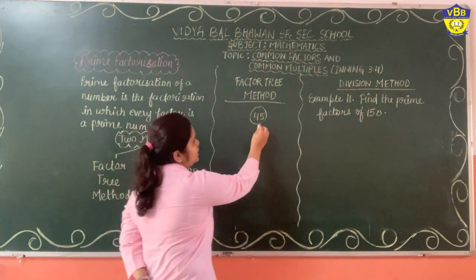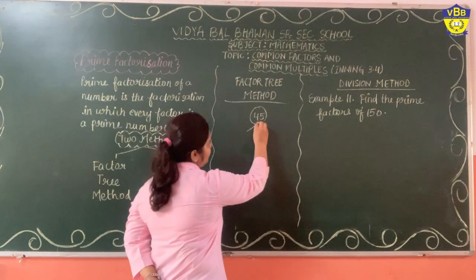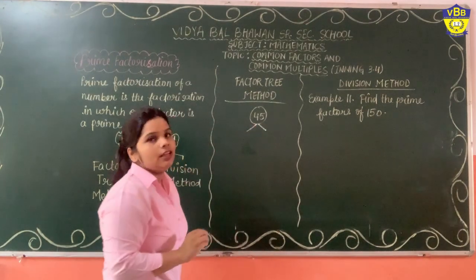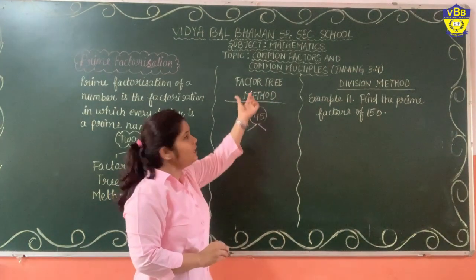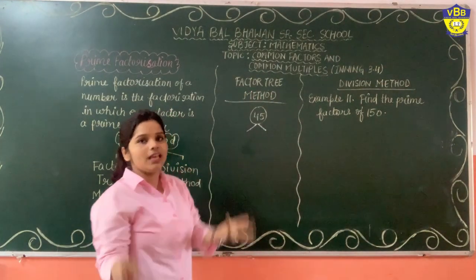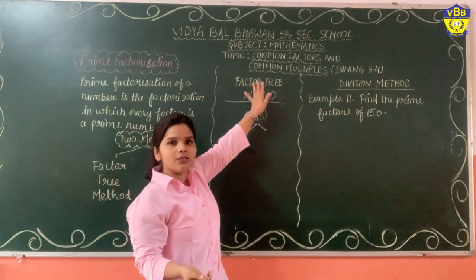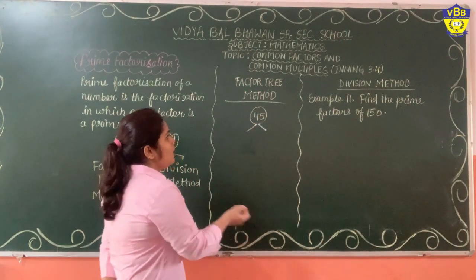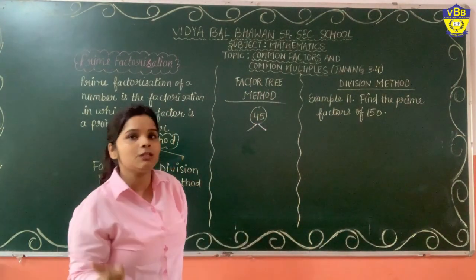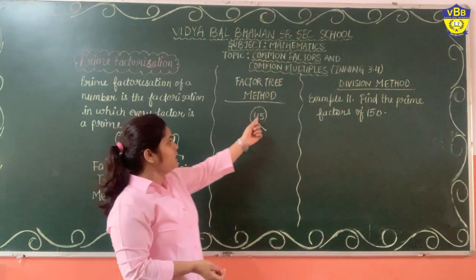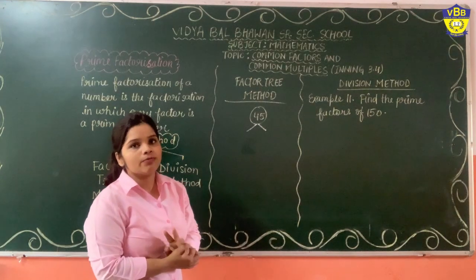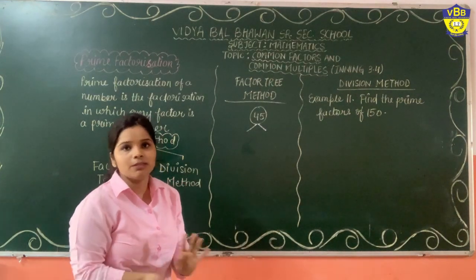What we need to do is make a tree-like structure. That's why it is called a factor tree. We are writing the factors in a tree-like structure. That is why it is the factor tree method. Now we will start with the smallest prime number. The smallest prime number is 2. Check if 45 is divisible by 2. No, it is not divisible by 2.